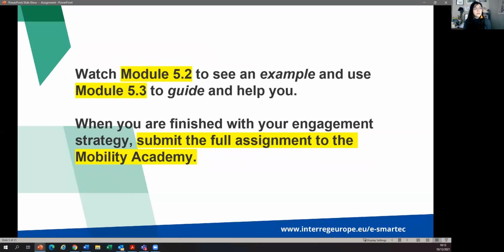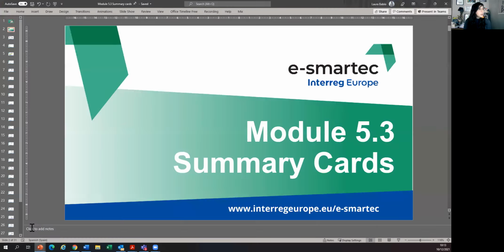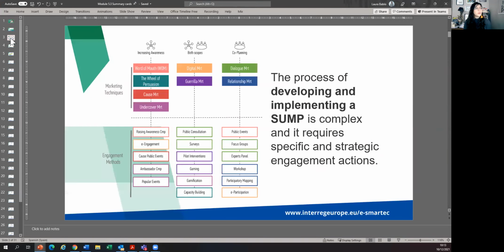So as I mentioned, there are two guidance materials. One is this video that you're watching right now, and the other one is the module 5.3, the summary cards. The summary cards will start with the indication of the relationship between the different techniques and the engagement methods. As we have seen during the units, there are some techniques that are associated with some specific engagement methods, and this is what also you need to do.